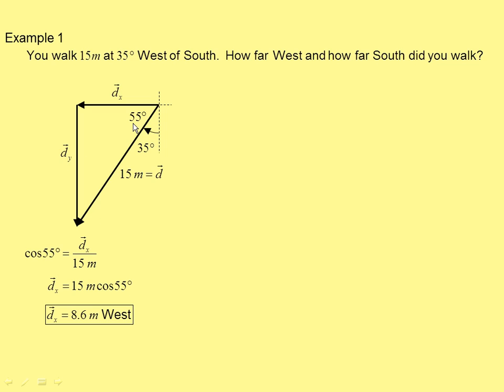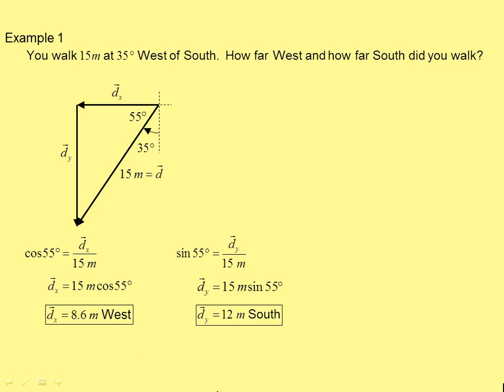Of course, there's another trig function which relates the length of the opposite side to the length of the hypotenuse and the angle. That would, of course, be the sine function. Sine of 55 degrees would be the ratio of the length of the opposite side, d sub y, to the hypotenuse. And again, to solve for d sub y, that's dividing, so we have to multiply. Calculator in degrees, 2 sig figs in both numbers, 12 meters, and a direction of south.